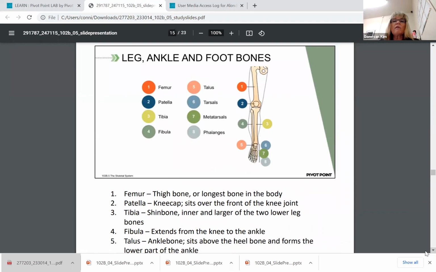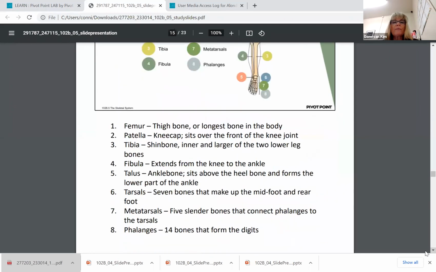Then you go to the leg, ankle, and feet. All right, so your femur is your thigh bone. That's the largest bone in your leg, and in your body, actually. Your patella is your kneecap. Your tibia is your shin bone. You have 2 bones in your lower leg, just like your arm. The fibula is the smaller of the 2. So the tibia is like the shin bone, it's bigger. The fibula is next to it or behind it. It's a little bit smaller. Your talus is your ankle bone. Your tarsals are the 7 bones that make up the middle of your foot, kind of like your wrist, but on your ankle type thing.